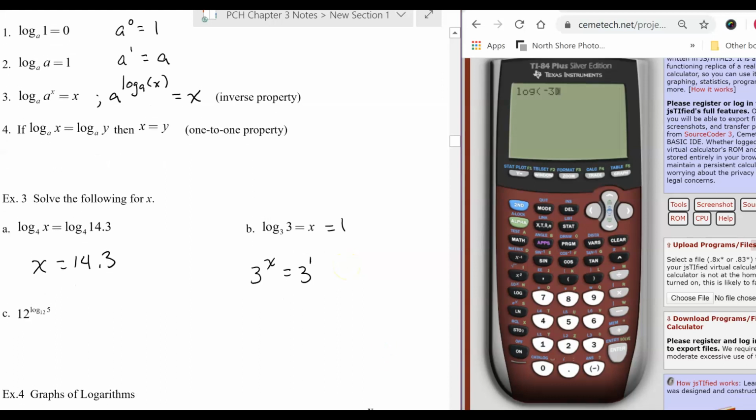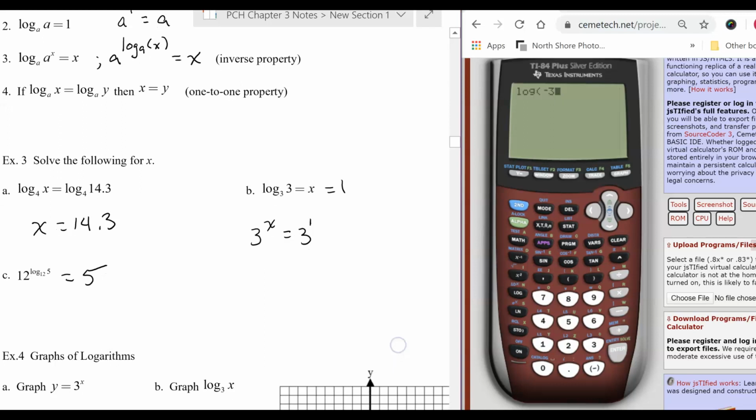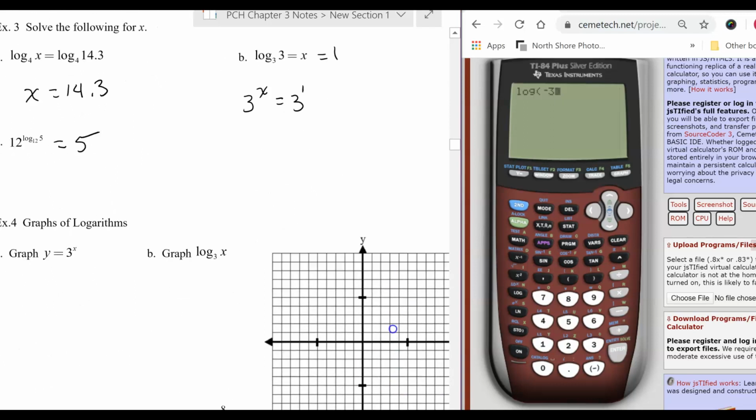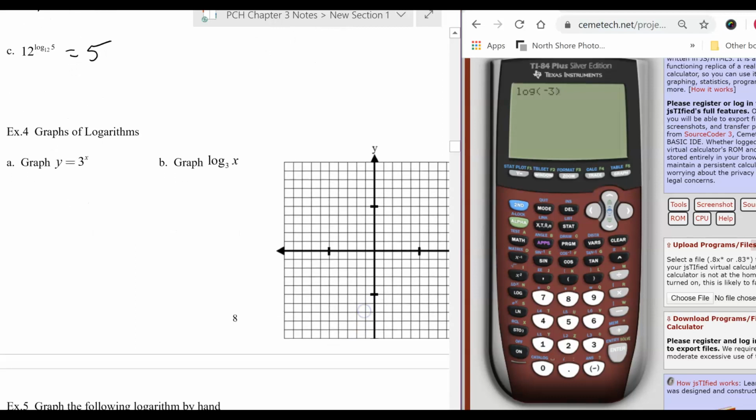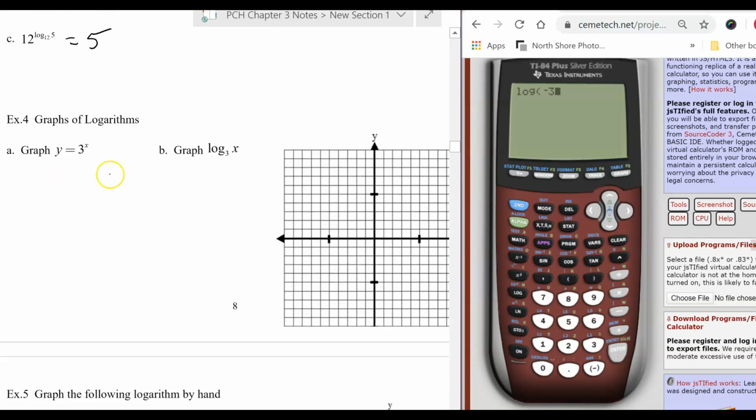And for part C, this is our inverse property, so 12 raised to the log base 12 of 5 is just going to be 5. So make sure you learn those properties so you can apply them. All right, moving on to example 4. We're going to take a look at a graph of y equals 3 to the x and its inverse, log base 3 of x. So these are inverse functions.